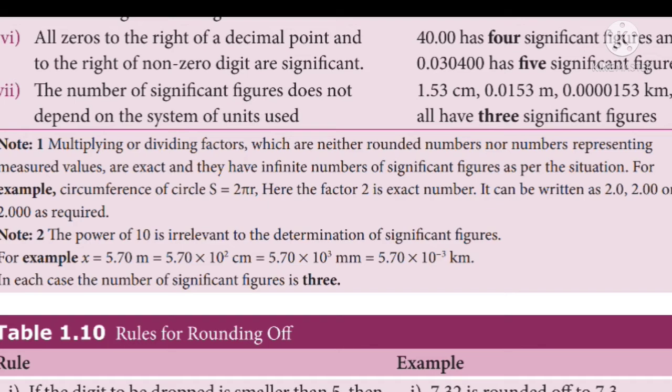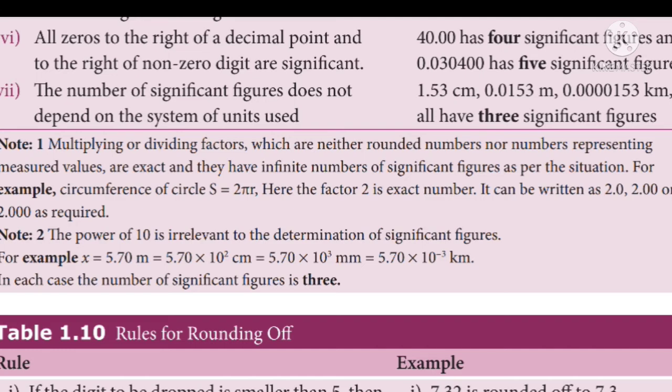And one more example is given, 0.030400. In this number, the zero between the decimal point and the number 3 is not significant, but the trailing zeros are said to be significant. So this number has how many significant figures? 5 significant figures. What are they? 3, 0, 4, 0, 0. These are said to be the 5 significant figures.